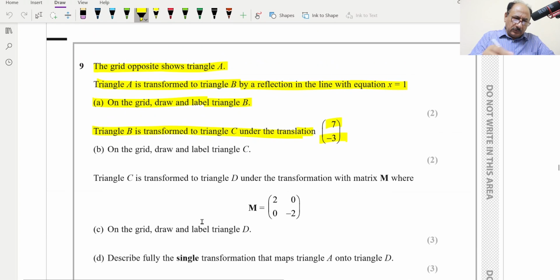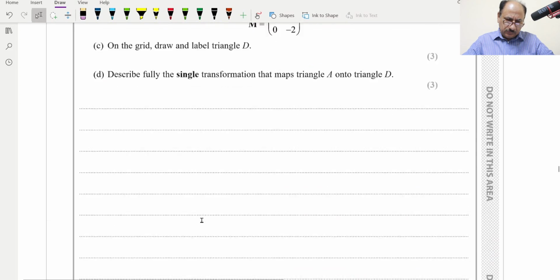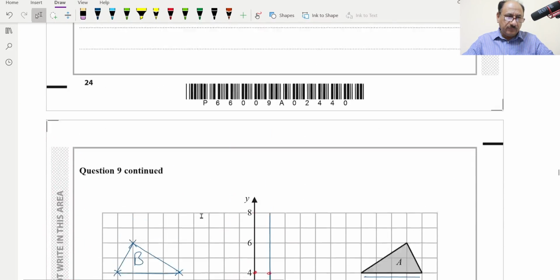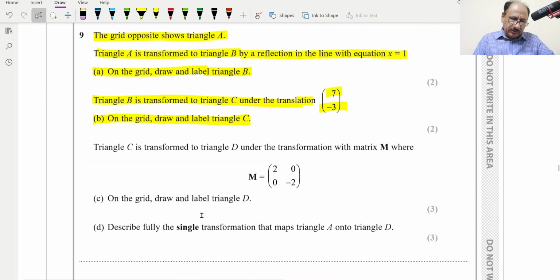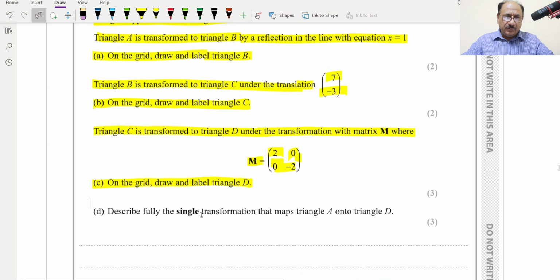This is saying draw and label triangle C on the grid, with which we are done. And now next part is triangle C is transformed to triangle D under the transformation with matrix M, where the M matrix is provided over here. On the grid, draw and label triangle D. So now we have to draw and label triangle D.